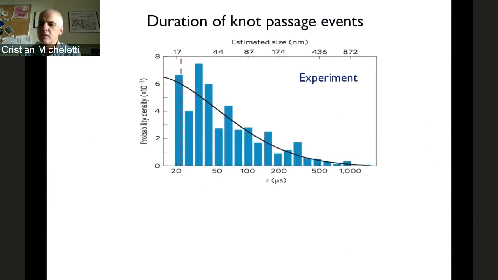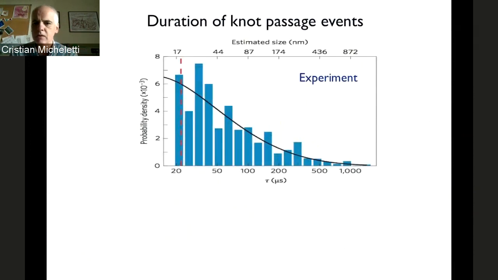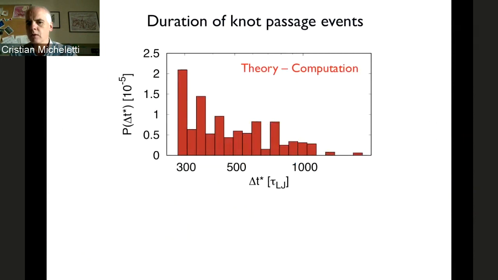But more intriguing is looking at what happens for the duration of the translocation events, which you might imagine has to do with the size of the knot. And for that, we had big surprises. First of all, if you just measure the duration of the events and compute the probability distribution, that looks very much like the experimental one. You see biases towards short translocation events.